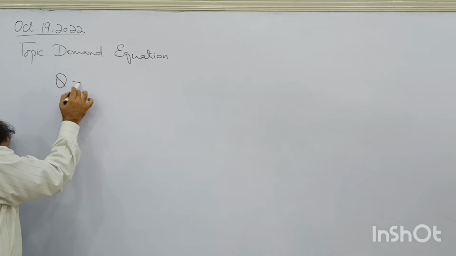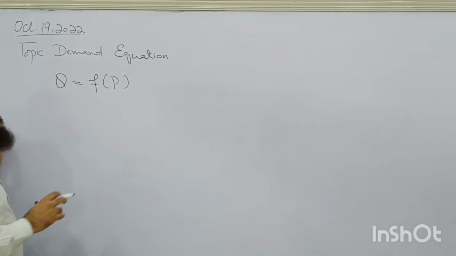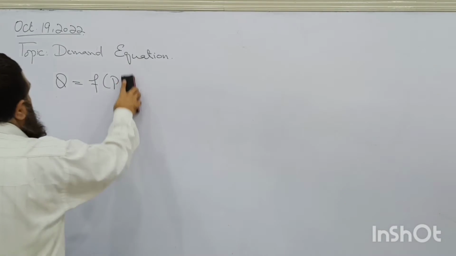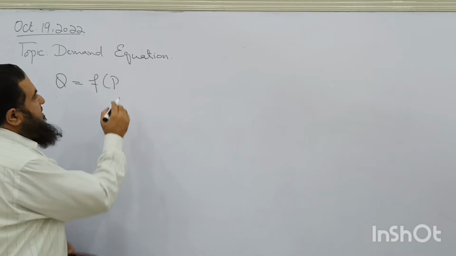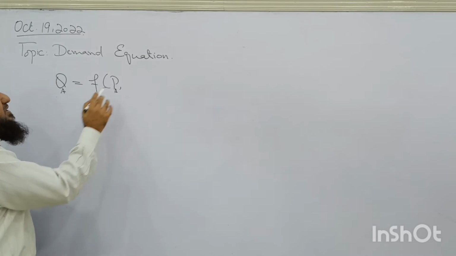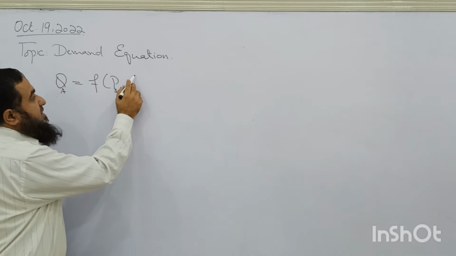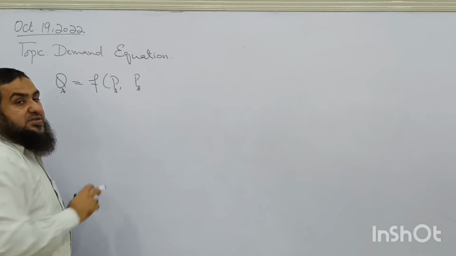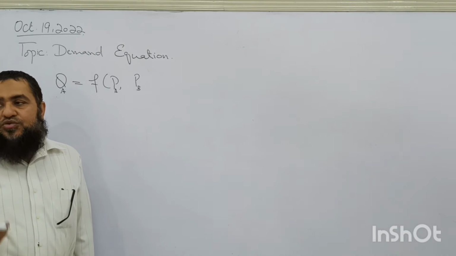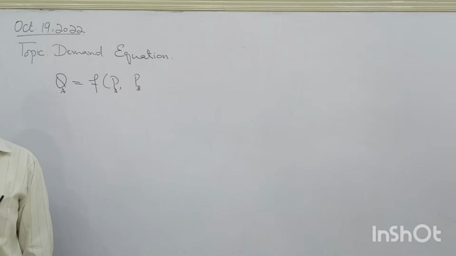Quantity demanded is a function of the price of the product itself. Okay, I have to write many other things. Quantity demanded can be a function of the price of the product. For example, this is the demand of apples, this is the price of apples. Clear? It also depends upon the price of bananas, another fruit item. When bananas become low priced, demand for apples will decrease.